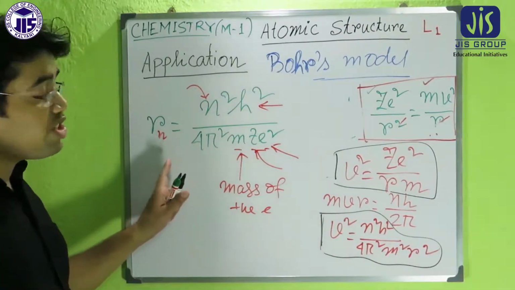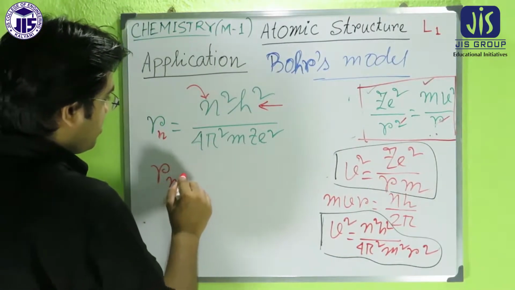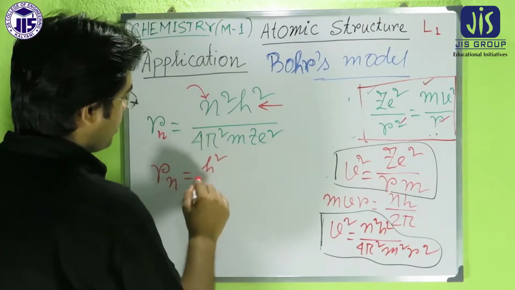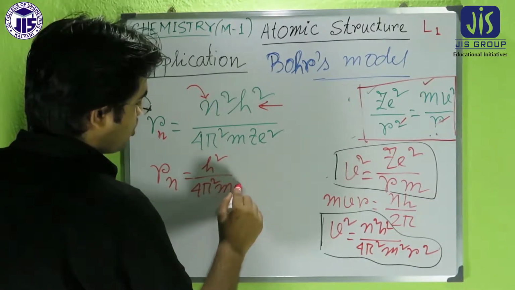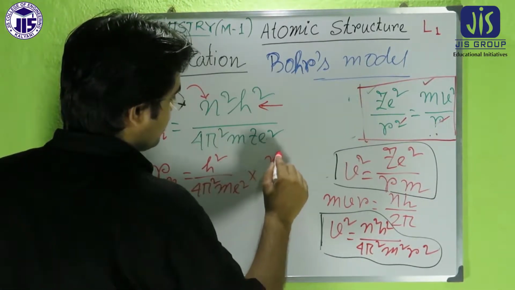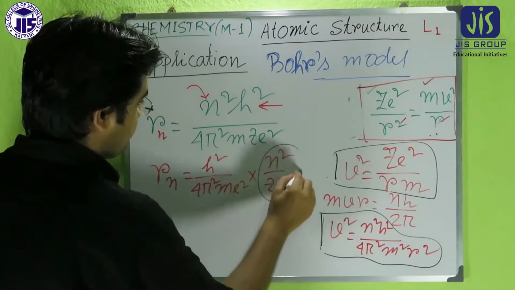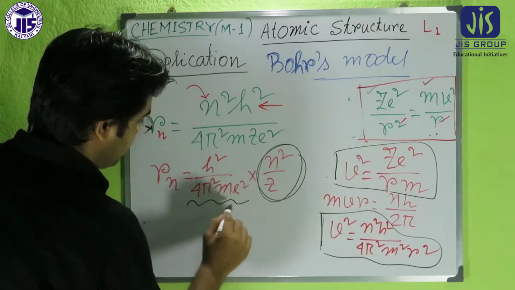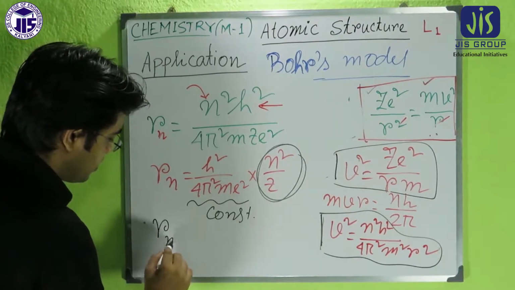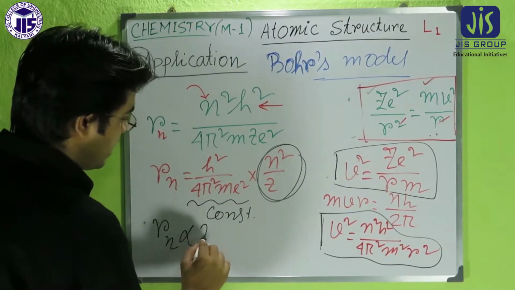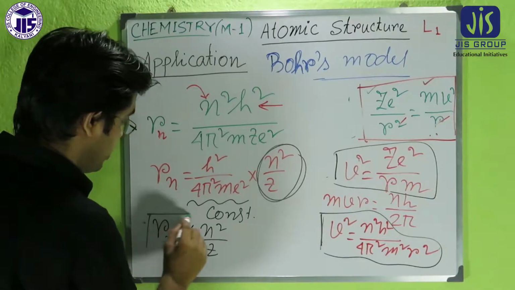So that equation is very much important, but the main part which we have to keep in mind is that Rn equals h square divided by 4 pi square m square into n square by Z. That part we have to keep in mind, because that part is almost constant. So Rn is proportional to n square by Z. That is very, very important.